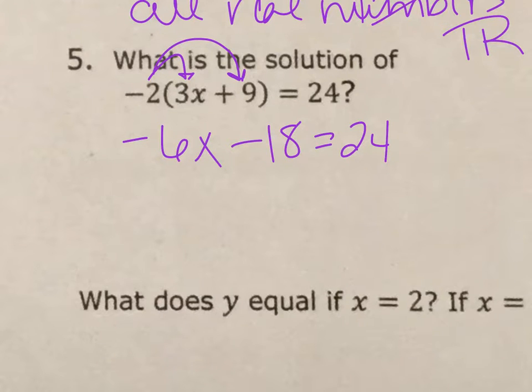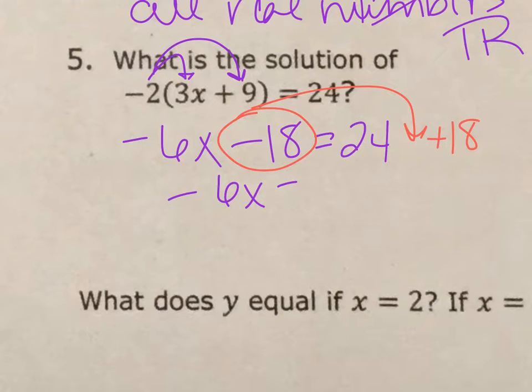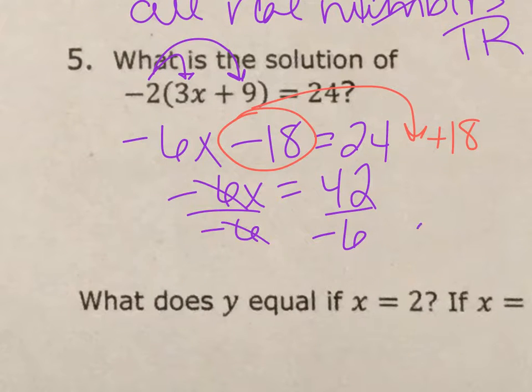I need to get my x alone, so I need to get rid of this negative 18. So I'm going to add 18 to both sides. And that gives me negative 6x equals 24 plus 18, which is 42. Okay. I need to divide by the coefficient, so negative 6, that equals 1. So x equals negative 7.